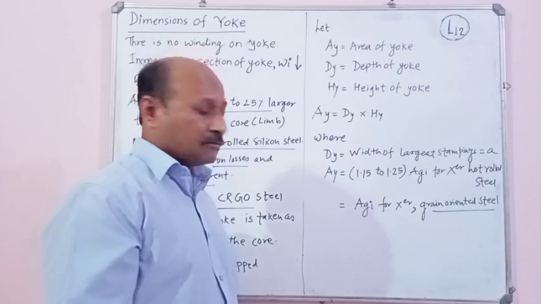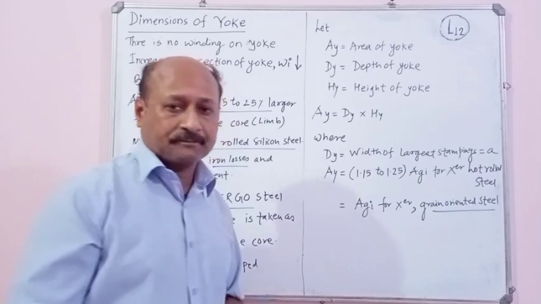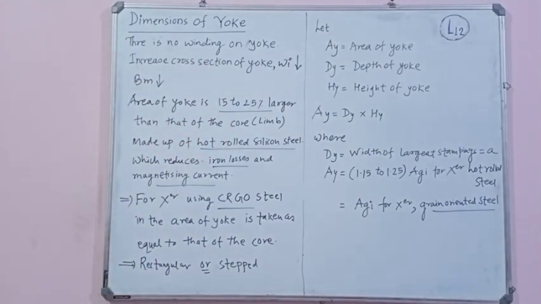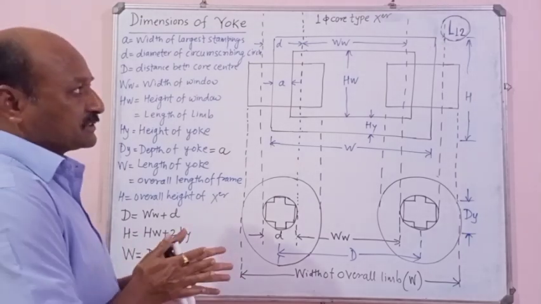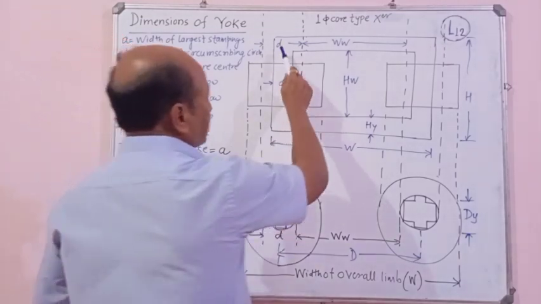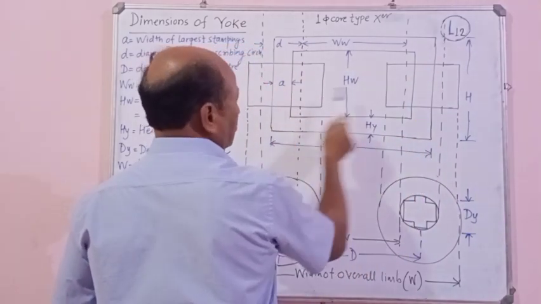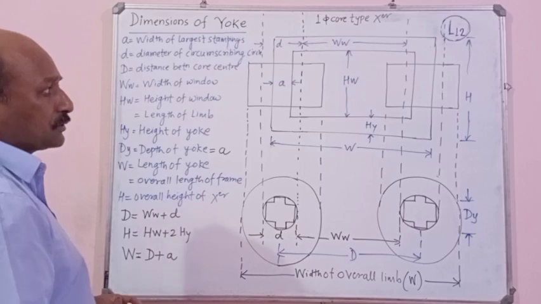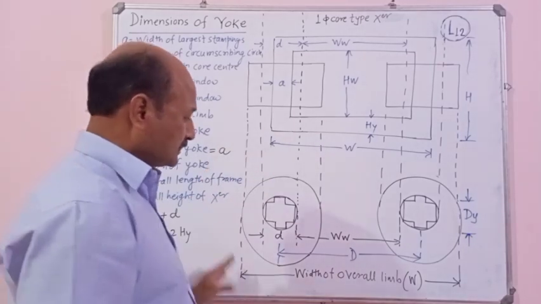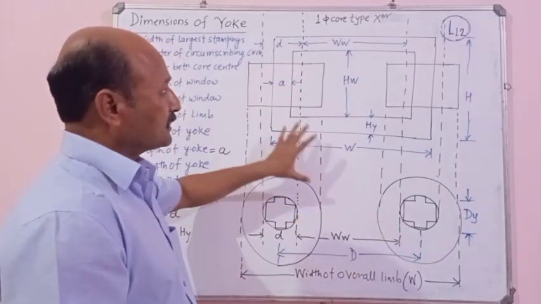Now see the further construction of the yoke. How is the yoke constructed? Now see the dimensions of the single phase core type transformer. This one is the single phase core type transformer, and this is the magnetic core on which the winding is wound. For this transformer, we have to assume all the dimensions and write the relations. This is the front view and this is the top view of the single phase core type transformer.